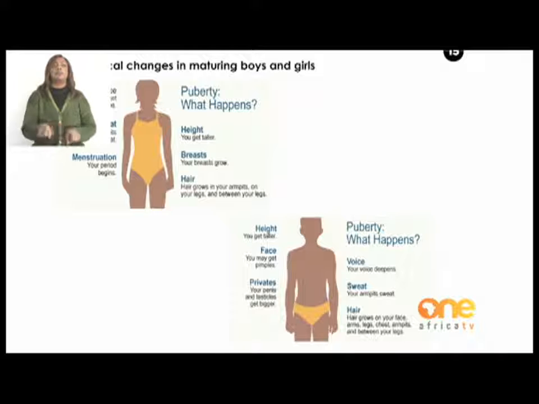Now, let's look at boys. What happens to boys during puberty? Height, they also get taller, just like girls. Face, you may get pimples. In addition to pimples, boys will also start developing facial hair. Private, your penis and testicles get bigger. Voice, your voice deepens or becomes deeper. Sweat, your armpits will sweat or sweat increases. Hair will grow on your face, as I said earlier, on your arms, legs, chest, and between your legs or on your private parts.